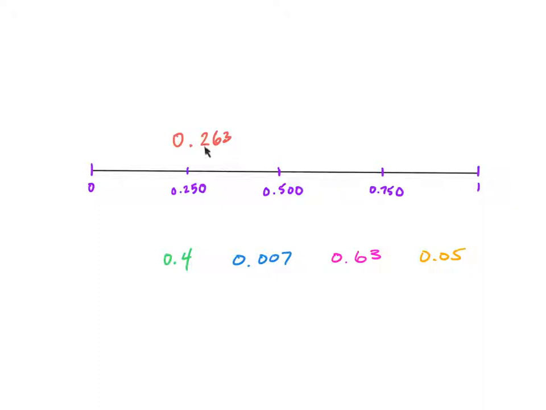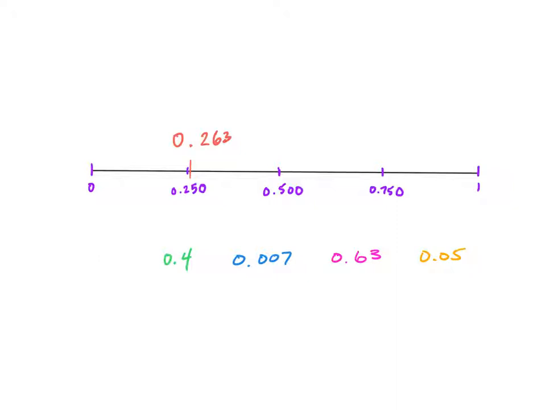I have 263 thousandths, this is 250 thousandths, that's only 13 thousandths more than 250, and this all the way over here is 500 thousandths, so I'm not very far from 1/4. So if I were to place that on my number line, I'd put it right about here. It's very, very close to 25 hundredths, 1/4, just slightly greater.